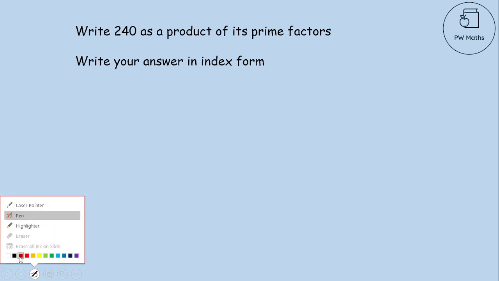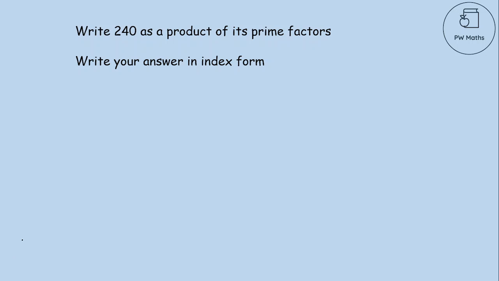Now it's really important to note this second part of the question, giving in index form, and we'll talk about that in a second. Right, so I've got 240 and it wants to know what the product, or the things that I multiply together, are, and they need to be prime numbers. So I'm going to use a factor tree for this, and what we need to do is find things that multiply together to make 240.